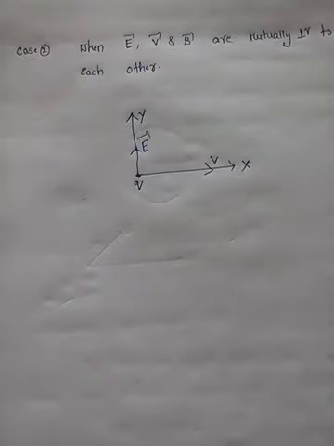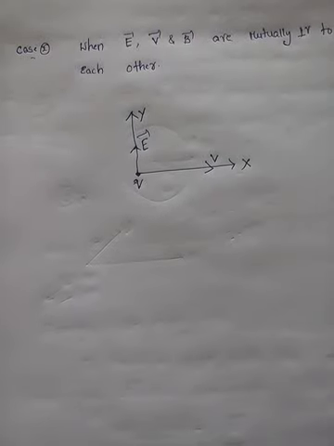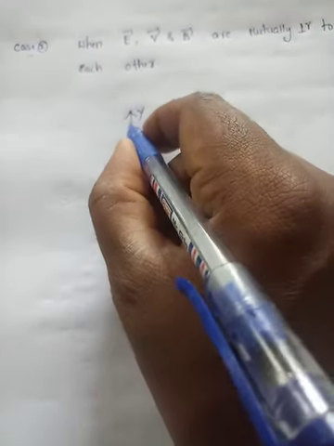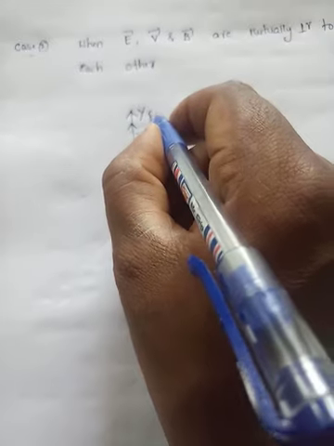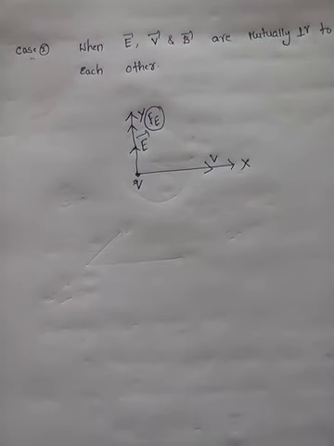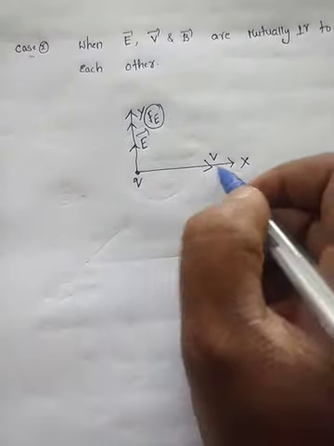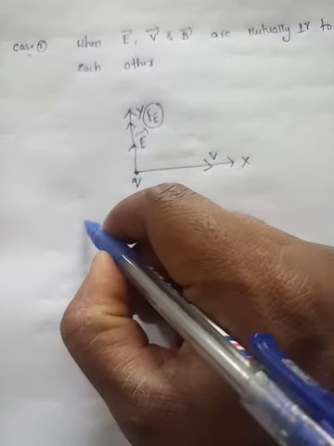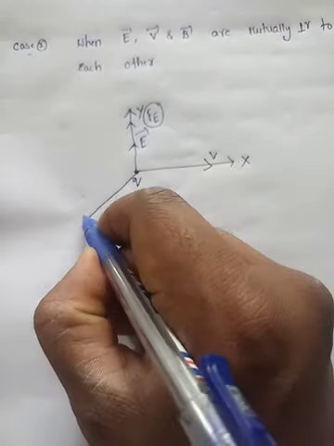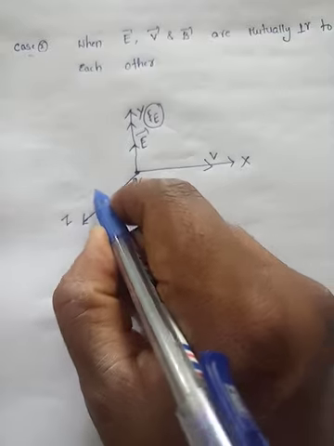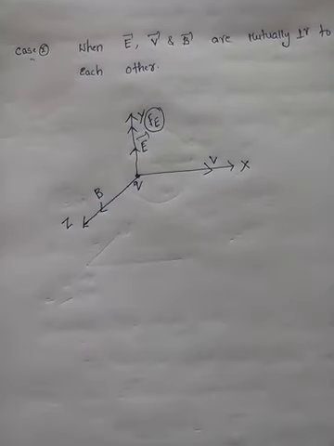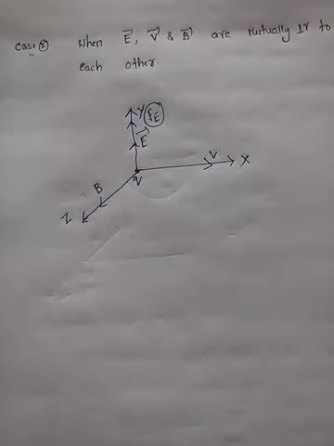As you know, along whichever direction the electric field is applied, the charged particle experiences the electric force along the same direction, that is Fe along the y axis. Since the electric field and the velocity of the charged particle are along y and x, we should consider the magnetic field along the z axis.